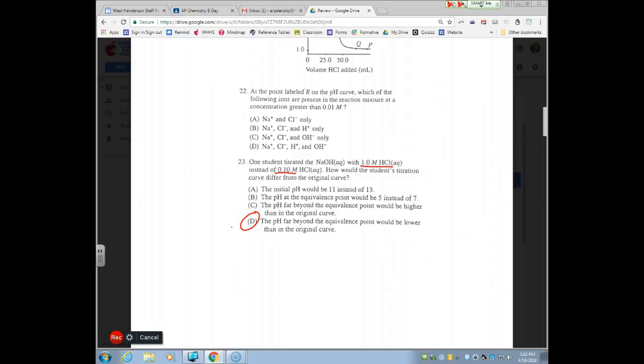The pH far beyond the equivalence point would be lower on the curve. So this part of the graph would go lower because I've got more acid, which is going to make the pH quite a bit lower. Maybe not all the way to 0, but pretty low.